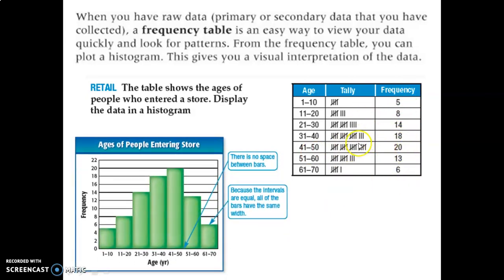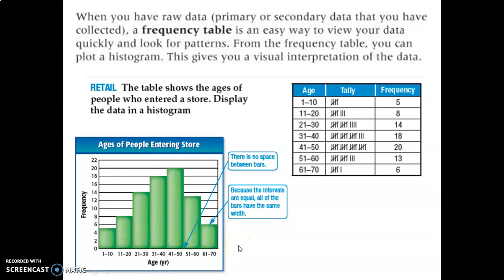Now we can take a frequency table and represent it as a histogram or a bar chart. Here we see a histogram, and we can see again 1 to 10, 11 to 20, 21 to 30, and so on, and the number of people. Here, frequency will always be on the vertical axis, the dependent variable. Notice there's no space between the bars, and the intervals are all equal, so the bars all have equal width. So that's a good histogram.